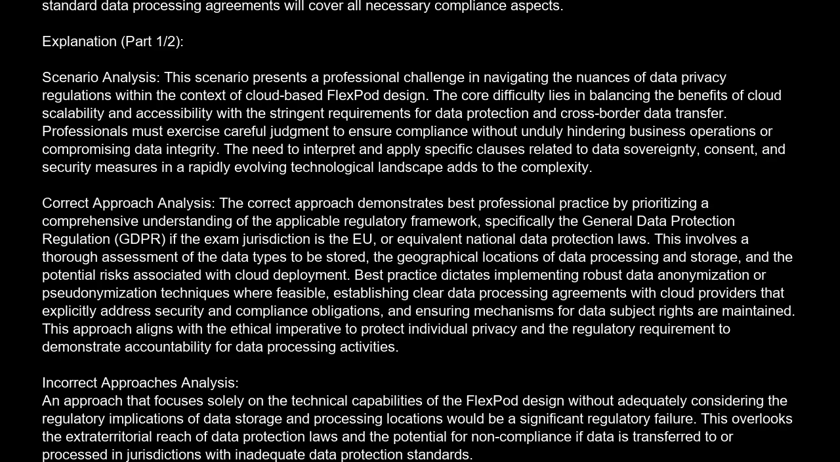The correct answer is D. Prioritize the selection of a cloud provider based on cost-effectiveness and readily available scalability, assuming their standard data processing agreements will cover all necessary compliance aspects.